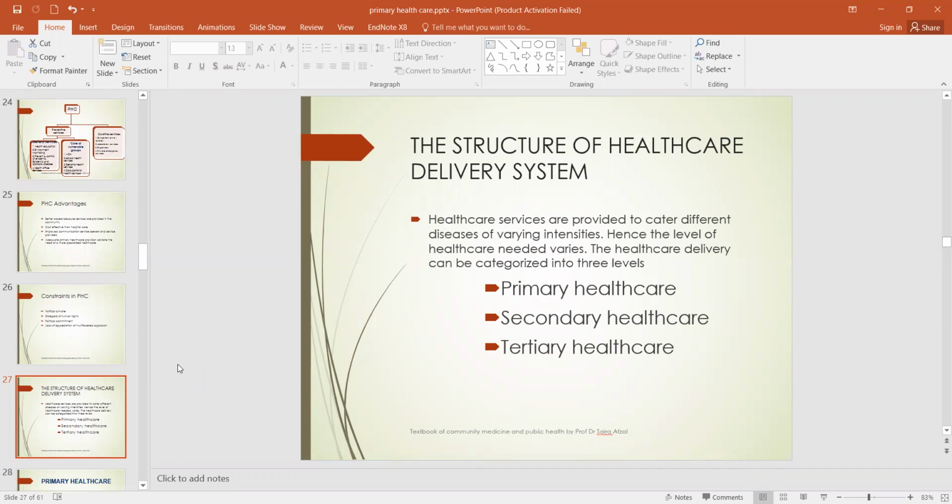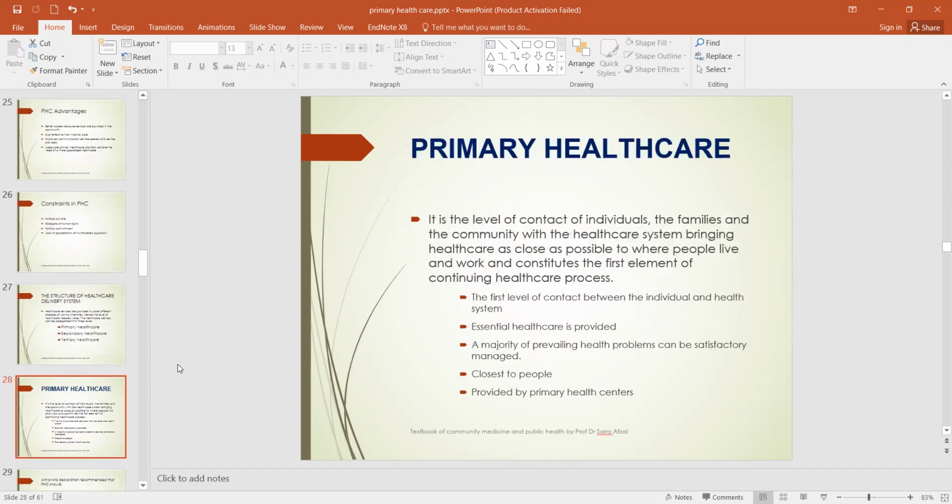The structure of healthcare delivery system. Healthcare services are provided to cater to different diseases of varying intensity, hence the level of healthcare needed varies. The healthcare delivery can be categorized into three levels: primary healthcare, secondary healthcare, and tertiary healthcare. Primary healthcare is the level of contact of individuals, families, and the community with the healthcare system, bringing healthcare as close as possible to where people live and work, and constitutes the first element of the continuing healthcare process.